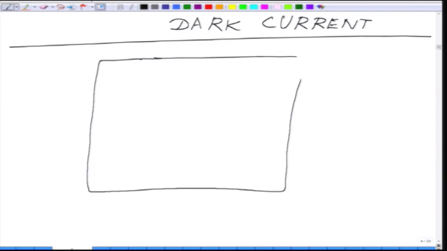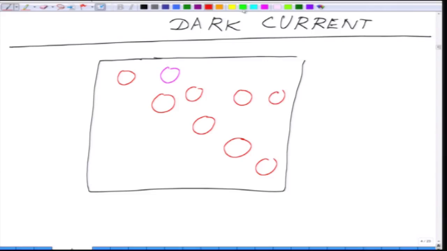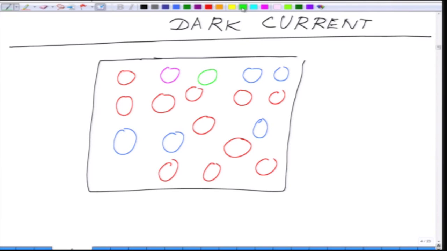For example, this is a matrix of say rods and cones which are sitting there. I am just putting different colors for your understanding. Imagine this is a photoreceptor layer and these individual circles are different photoreceptors.